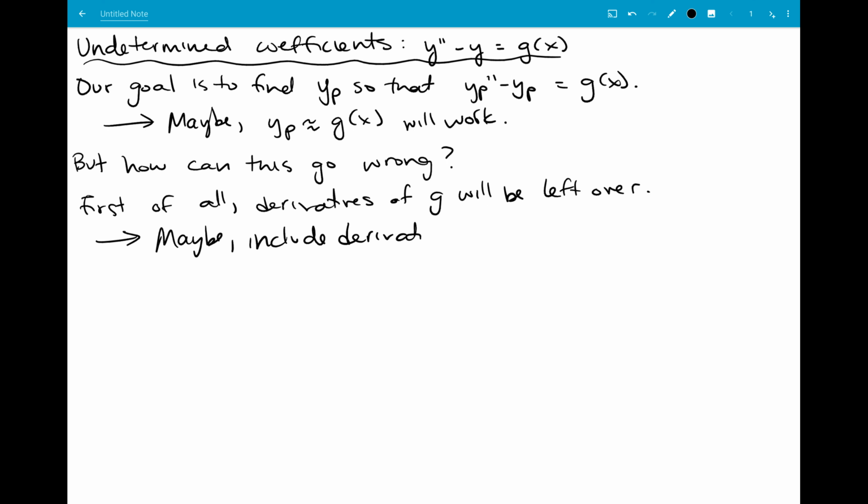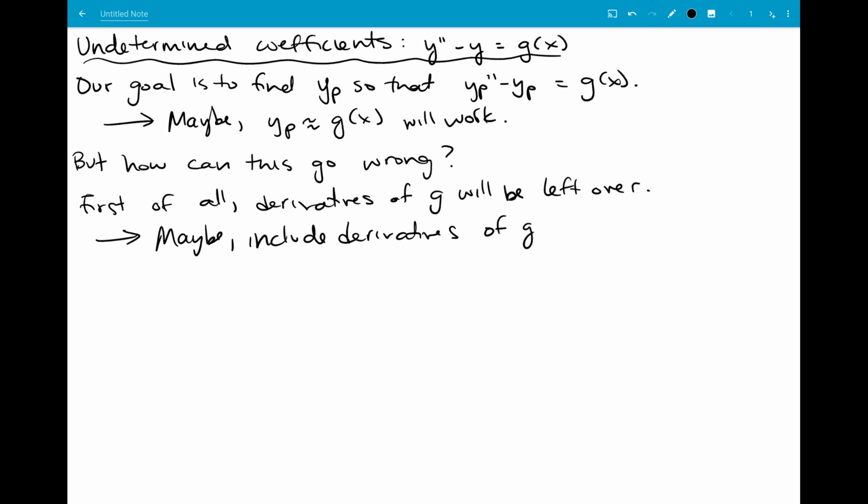So we're going to include derivatives of g in y sub p. And we think that that'll help us cancel everything out on the left side so that only what originally appeared in g is left over.